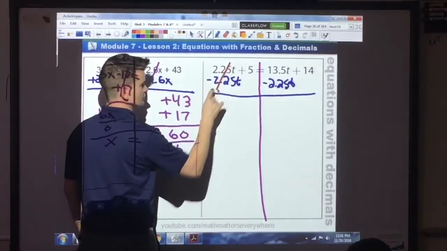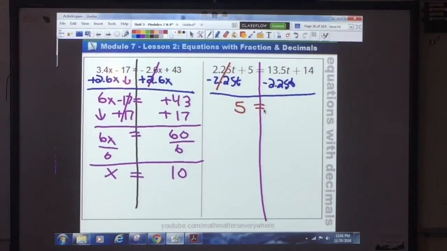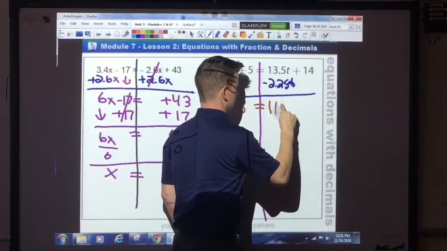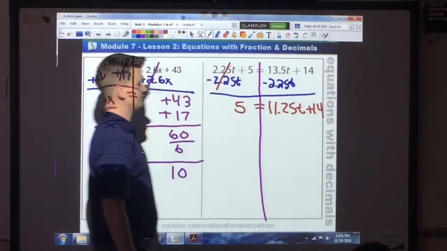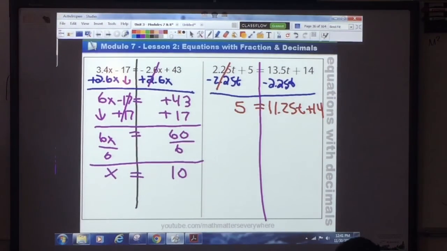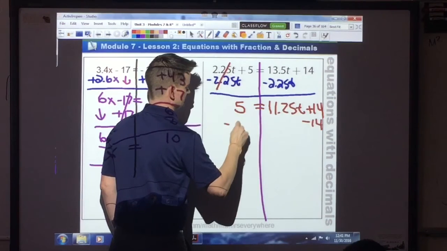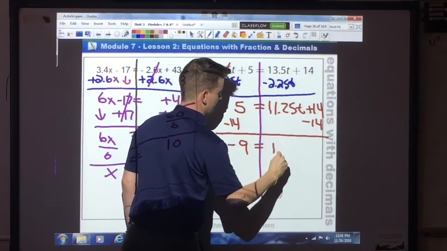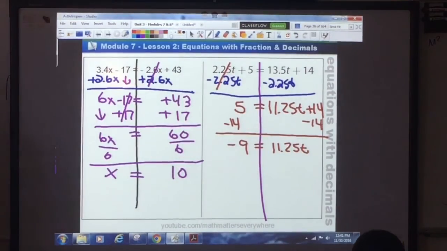Those cancel. I bring down the 5. 13.5 minus 2.25 gives me 11.25. Don't forget the t. Plus 14. Now that I've done that, I have all my variables on one side. I must get the constants on the other side. To do that, I got to get rid of this positive 14. So I subtract 14 from both sides, and I get negative 9 is equal to 11.25t. And it's still the same process.